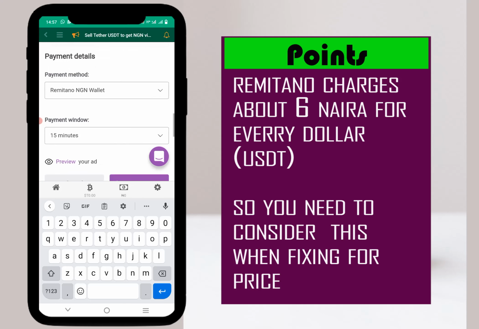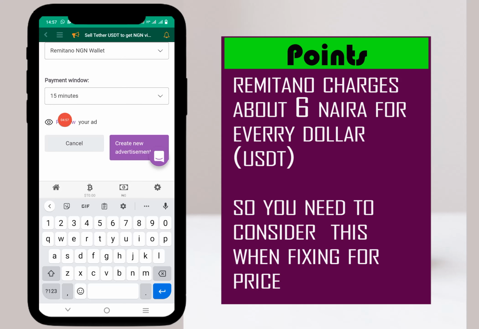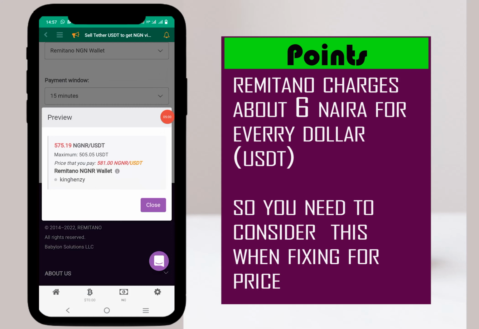So therefore, it will not be a good one. But you can still come here and preview your ads. So I'll click here to preview ad. It means this is what the person is going to see. So let's imagine that somebody wants to sell this USDT. What's the possibility the person will see somebody who is selling at 581 and wants to sell to you at 575? It's very low.